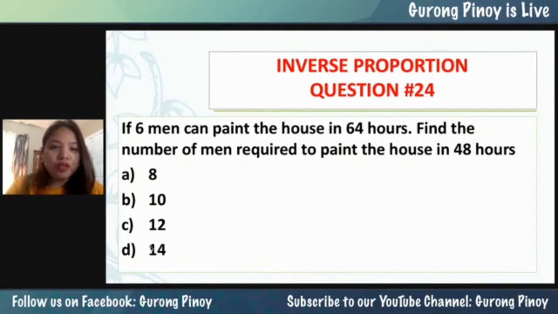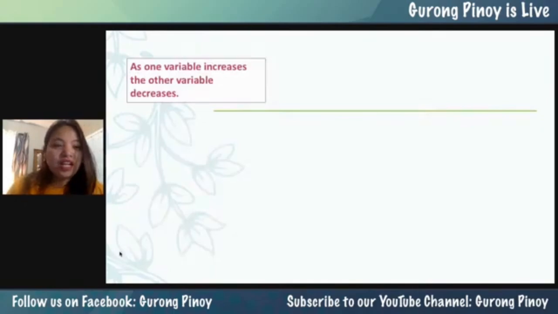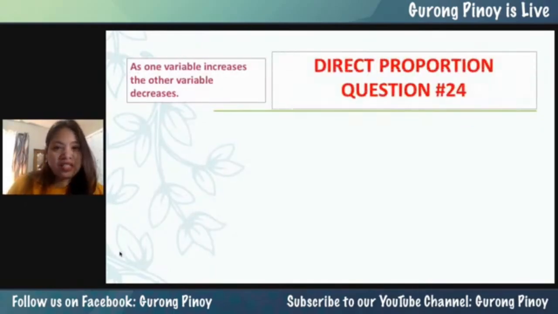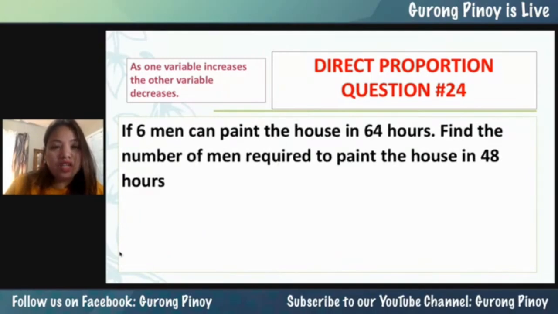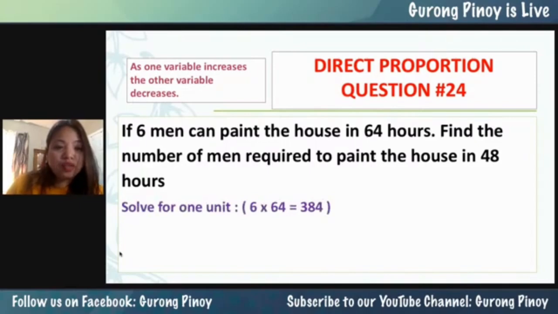The answer for number 24: if you notice, our answers should be more than 6. And that is letter A, 8. Good job to those who got the answer for number 24. Let me first discuss what inverse proportion is. As one variable increases, the other variable decreases. When one goes up, the other goes down, and vice versa. So, solve for 1 unit.